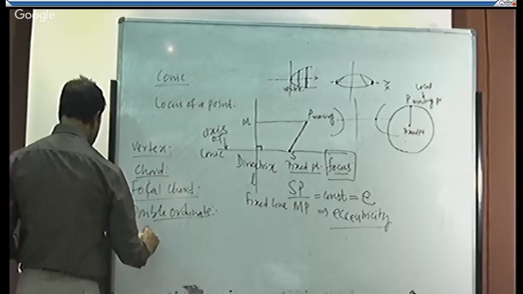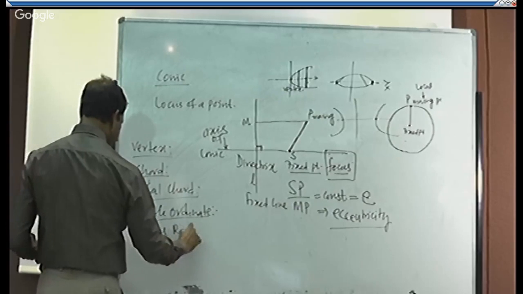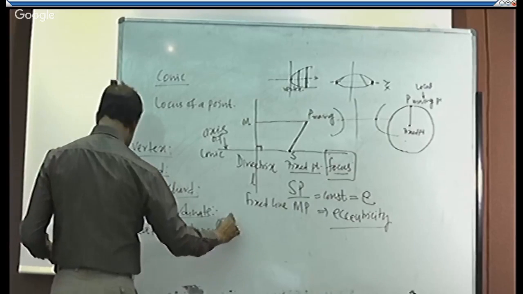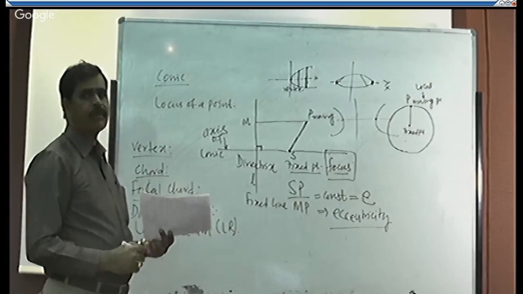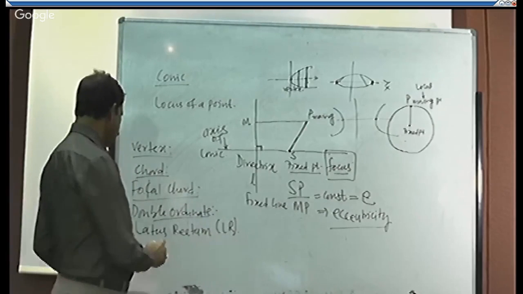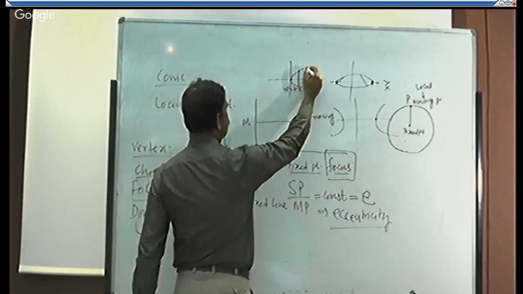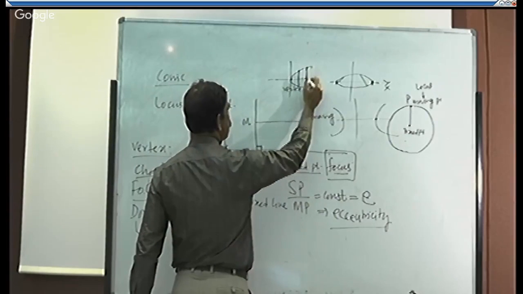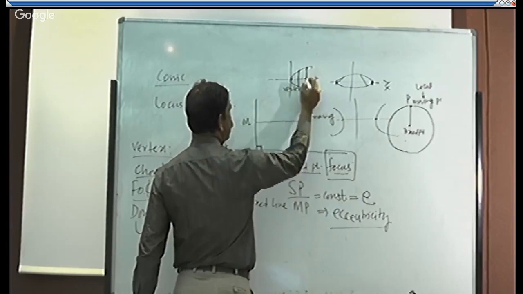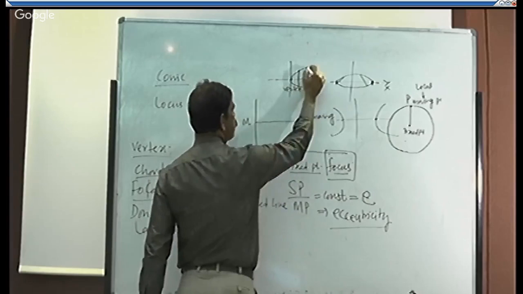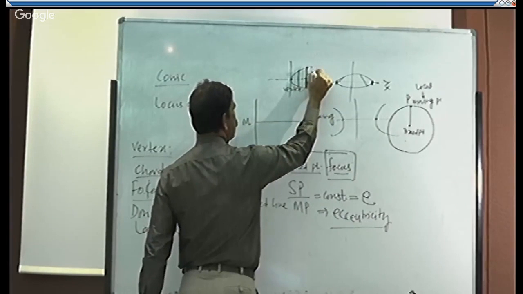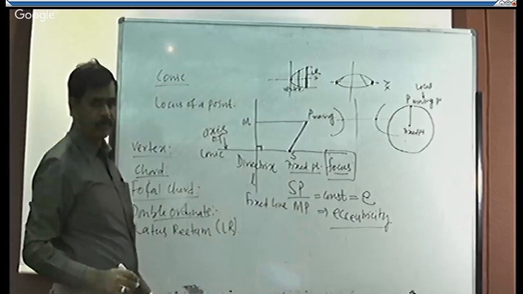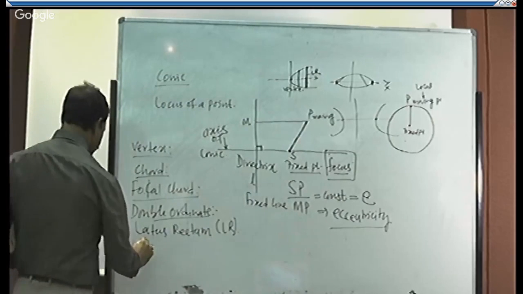Very important, latus rectum. The double ordinate passing through the focus is called the latus rectum. See, this is a double ordinate because the chord is perpendicular to what? The axis. And it is passing through what? The focus. Hence, this is called the latus rectum, LR. Latus rectum. Center.